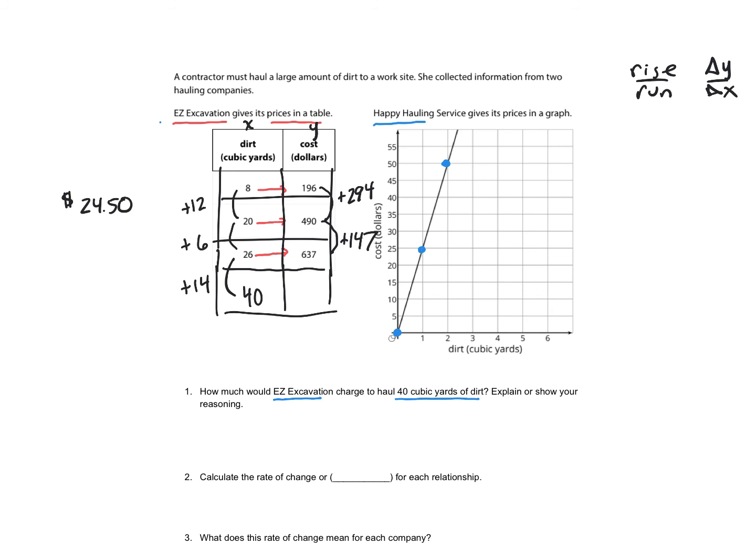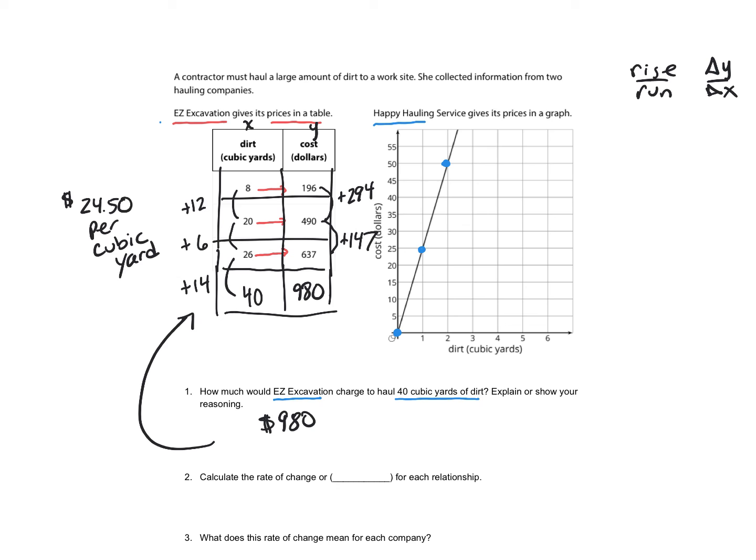Let's check and see what 147 divided by 6 is. So 147 divided by 6 also gives me that 24.50, which we know because it's the proportional relationship. So what I would need to do is say, well, I know that it's going to cost 24.50 per each cubic yard of dirt. So I would do 40 times 24.50, and I would end up with $980. So how much would they charge? They would charge $980. I've explained it and I've shown it. This is my per cubic yard.